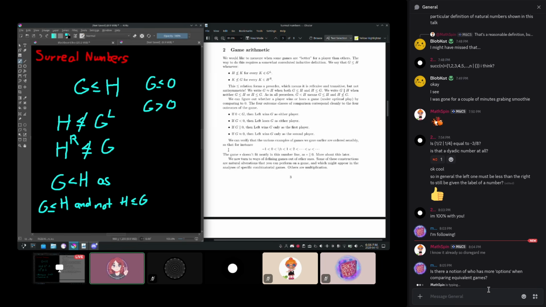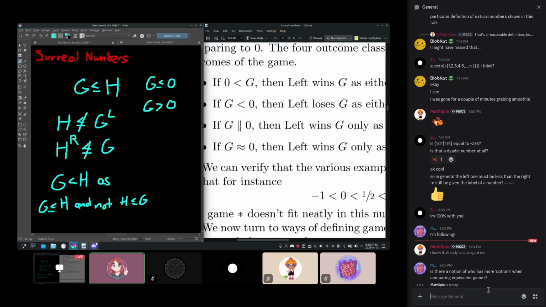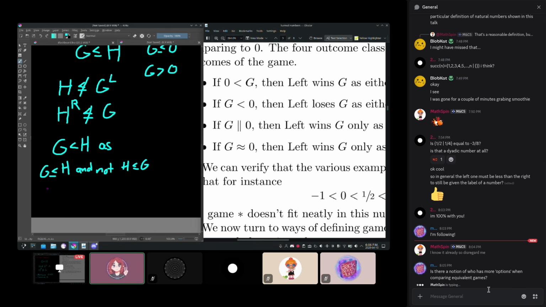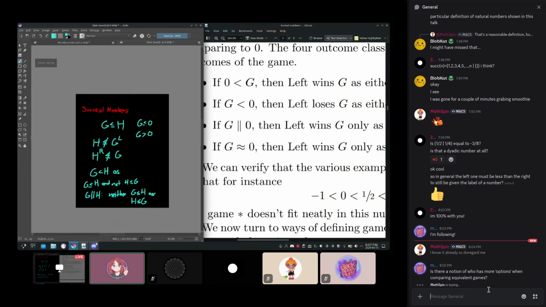I should also explain this other weird symbol that I have here in my document. This is the fuzzy with or confused with symbol. What this means is that neither G is less or equal to H, nor H is less or equal to G. So you don't have any of them.